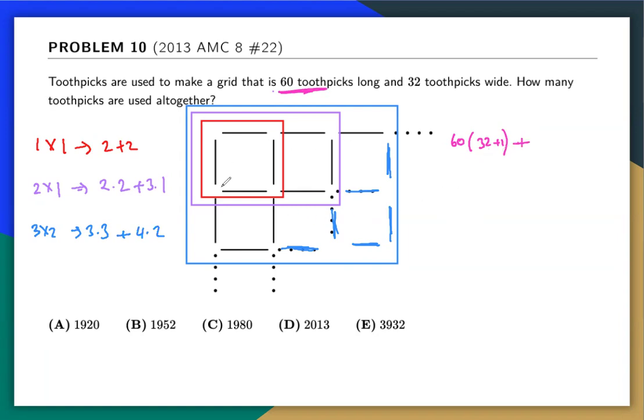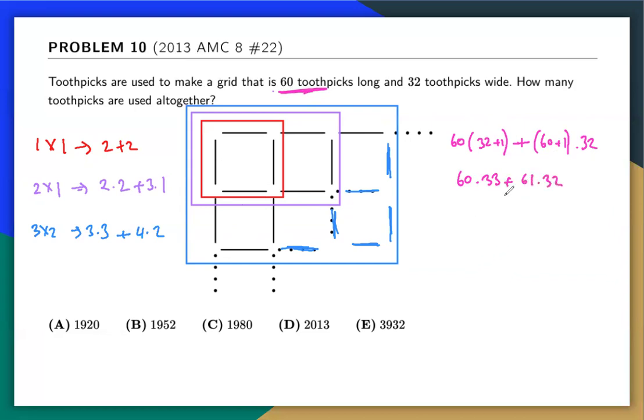If I want to find the vertical ones, we have 60 long. When you have, let's say, this is 1, this is 2 vertical squares, that makes 3 vertical lines, which is 1 more than the number of squares. So we have 60 plus 1 vertical lines, and each line will have 32 toothpicks. Then we multiply and add them. So 60 times 33 and 61 times 32.